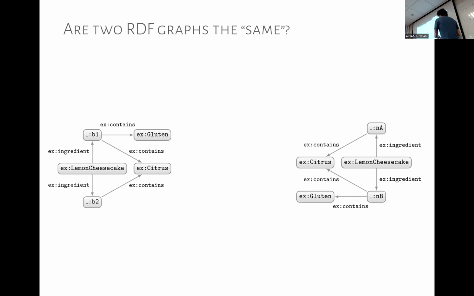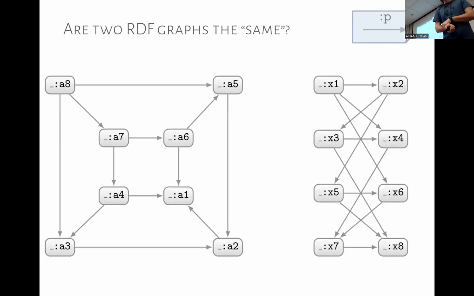So we can look at it for a little bit and we can figure out eventually that this is isomorphic. Yeah. So these two RDF graphs are the same. It's just that we have a one-to-one relabeling of the blank nodes. So these variables. What about this case?